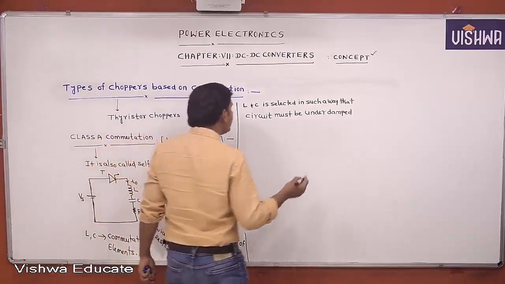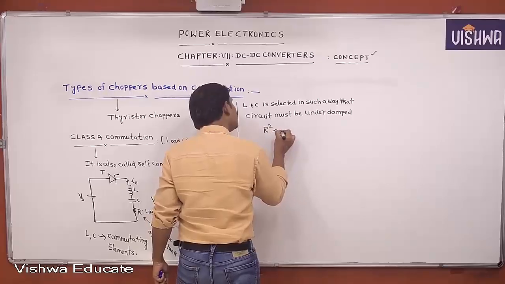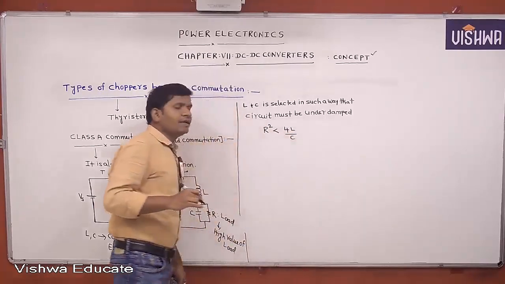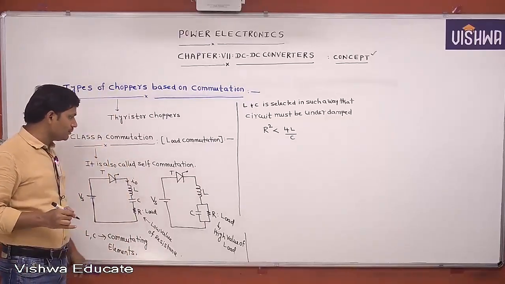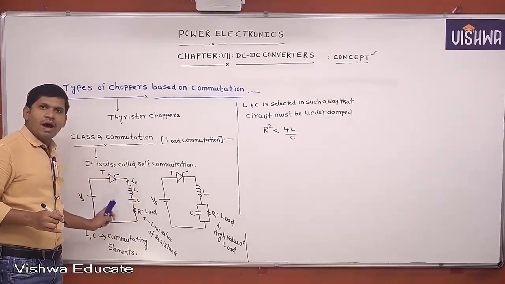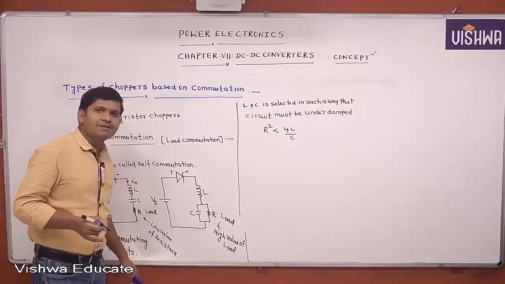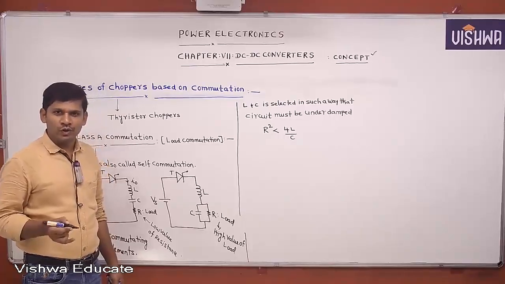Then what is the condition for underdamped? That is, R square is less than 4L by C. We can select L and C elements in such a way that R square is less than 4L by C. If we select this, we know that in an RLC circuit, the nature of the current is sinusoidal oscillations.